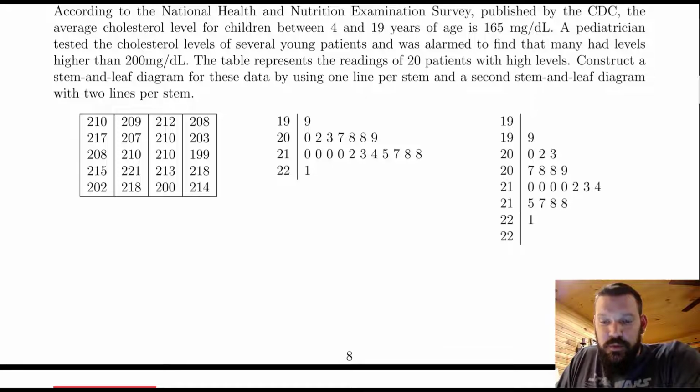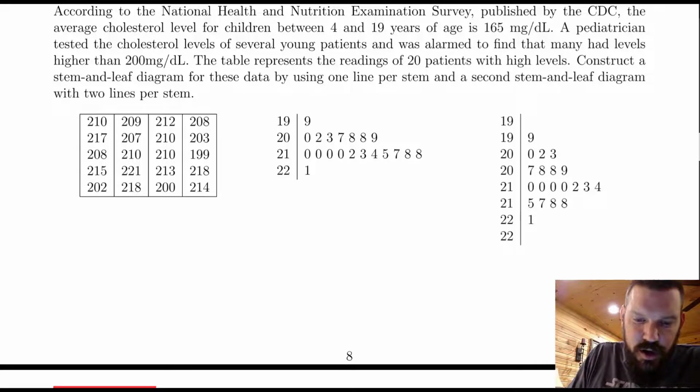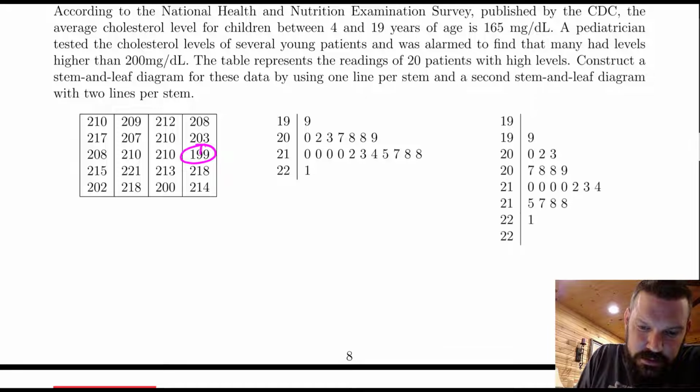What I did with this is, now we're looking at 3-digit values. So the stem is every digit except for the rightmost digit. Our smallest value here is 199. The rightmost digit is the 9 that's in the ones place.